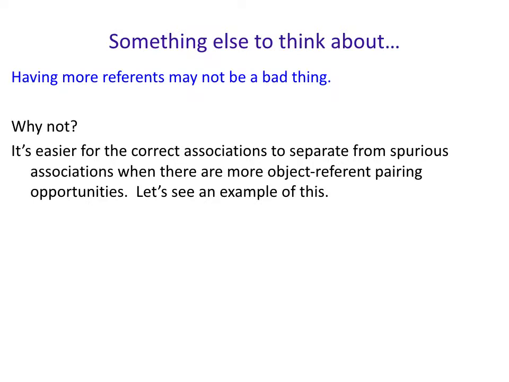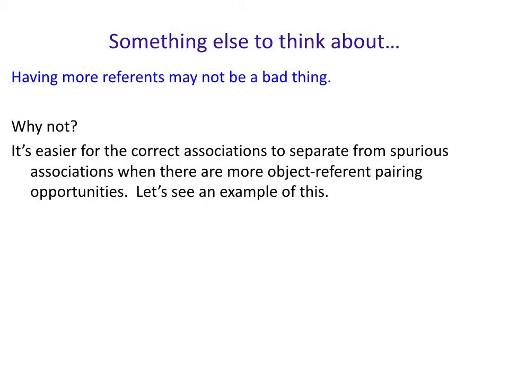So something to think about, especially when we consider cross-situational learning, is how having more reference available in any one scene may not be such a bad thing. Why not? Well, the answer is that it's easier for the correct associations to separate out from spurious ones when there are more pairing opportunities, more objects compared with different references.